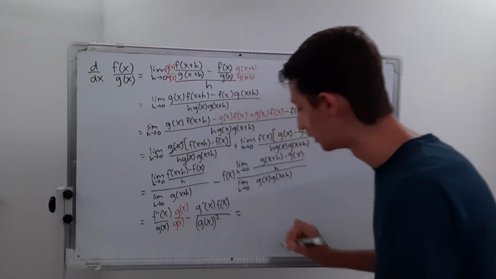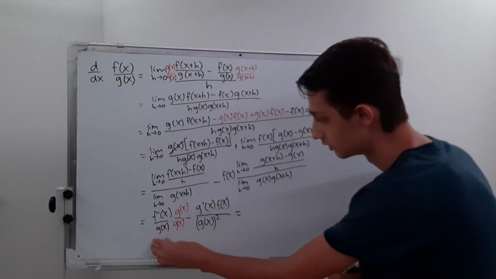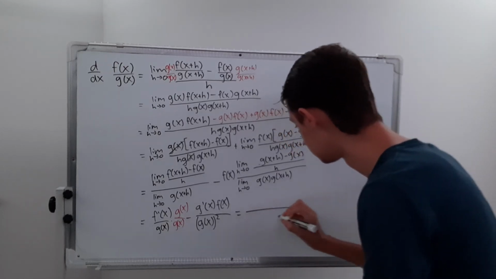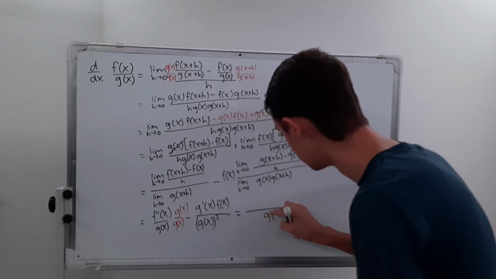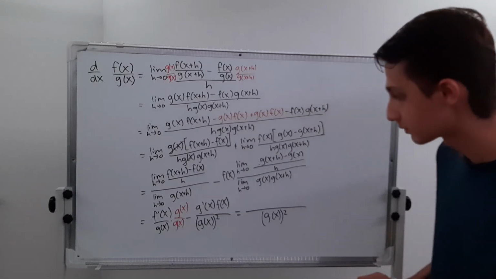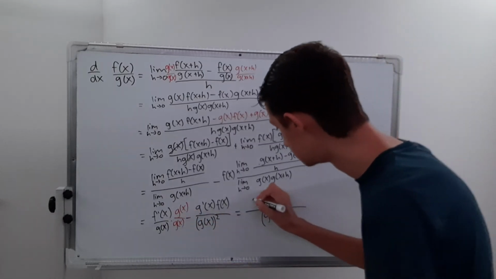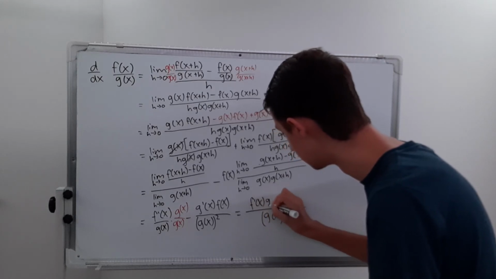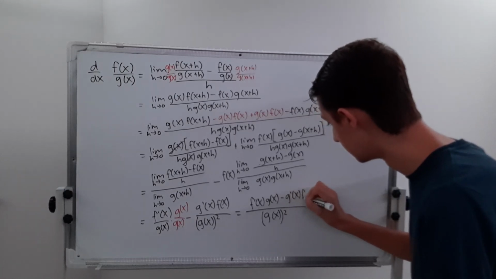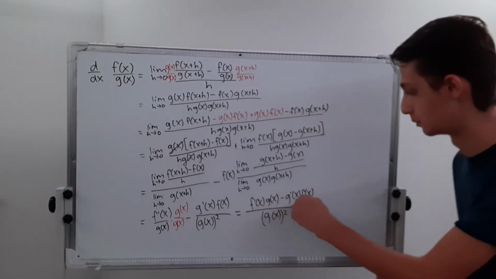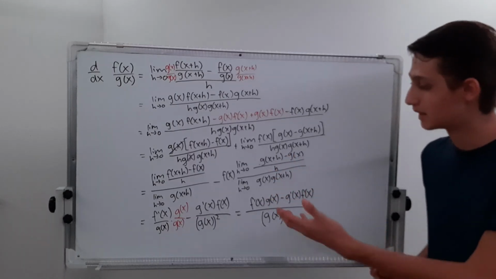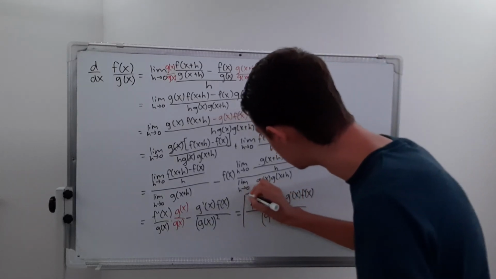So then once we do everything, this is all over g of x times g of x, which is just g of x squared. That's the whole point of what we did. So let me put that on the bottom, g of x, and then we're going to square this. Okay, so our answer is f prime of x times g of x minus g prime of x times f of x, and you can write that in a different order. You can write g times f prime minus f times g prime, or whatever you want, as long as it actually makes sense. But yeah, this is our quotient rule.